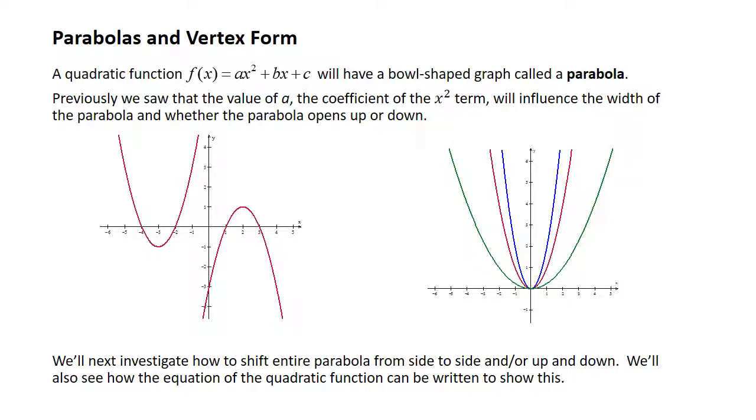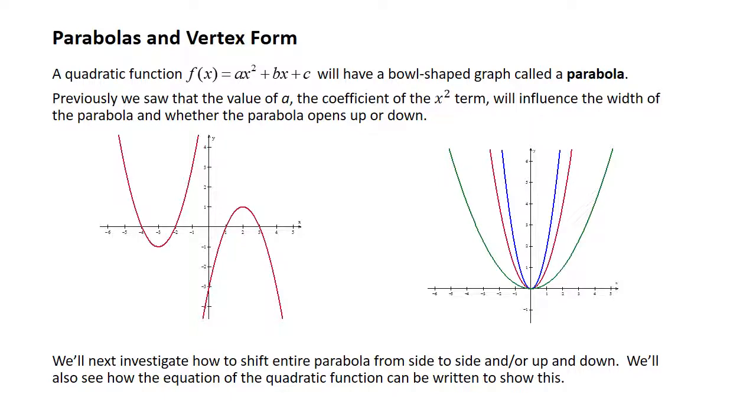In this video, we're going to look at parabolas and how certain parts of the equation can influence where that vertex is and where the parabola opens up from. In a previous video, we looked at the value of a, the coefficient of the x squared, and how it will influence the width of the parabola and whether the parabola opens up or down.